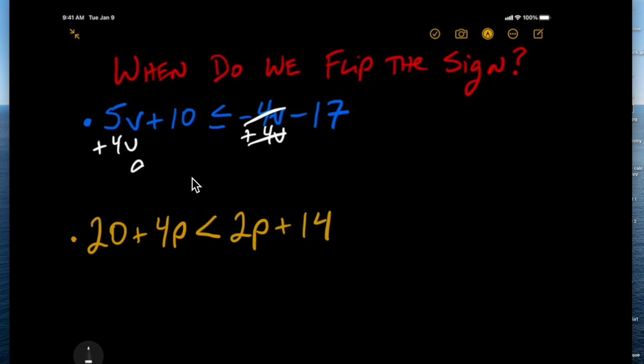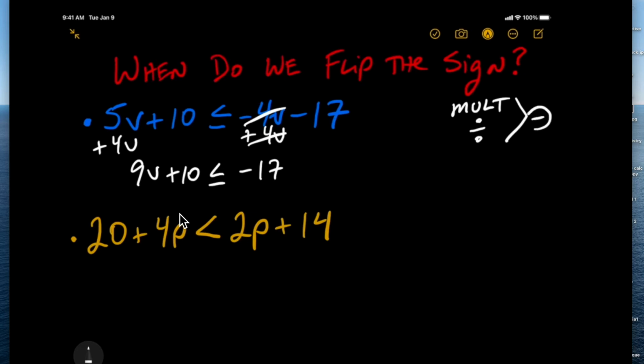And that would leave me with 9v plus 10 is less than or equal to negative 17. So far, I have not multiplied or divided by a negative. Those are the two circumstances where we need to flip the sign: multiply or divide by a negative. So far, in fact, we've done addition only. No need to flip the sign.